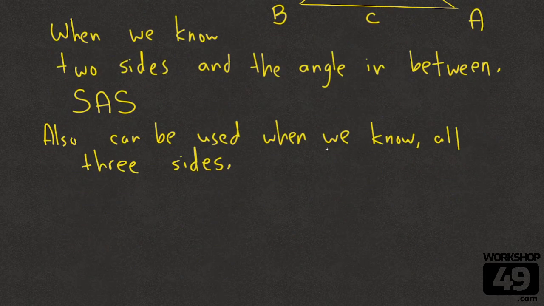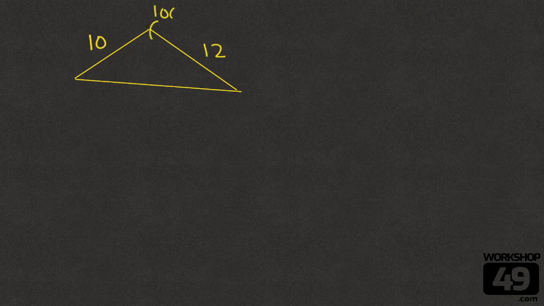So scrolling up, and we're going to get ourselves a little triangle here. So let's go ahead and just draw some triangle. It doesn't matter what it looks like, it's totally arbitrary. If you've watched any of my other videos, none of my triangles are ever drawn to scale. We have 10, and we have 12, and we'll say this is 100 degrees, and we are looking for x.